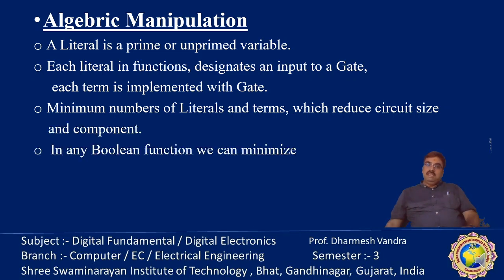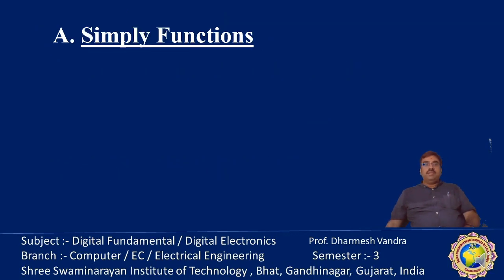A Boolean function can be minimized with the help of algebraic manipulation. Today we will see a number of examples of how algebraic manipulation is helpful to reduce the circuit size. Let's see a few examples. Sometimes in the exam, they ask to simplify the function.